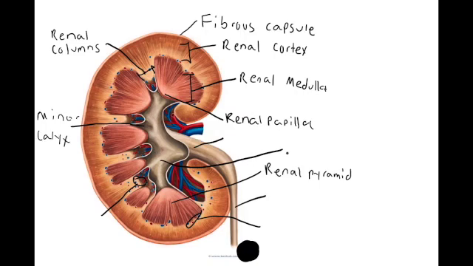After the minor calyx, there's obviously a major calyx. The major calyx, as the name says, is much bigger. Now after the major calyx comes the renal pelvis. And after the renal pelvis, you might already know, comes the ureters, or specifically the ureter for now. Over here, they're just renal blood vessels.